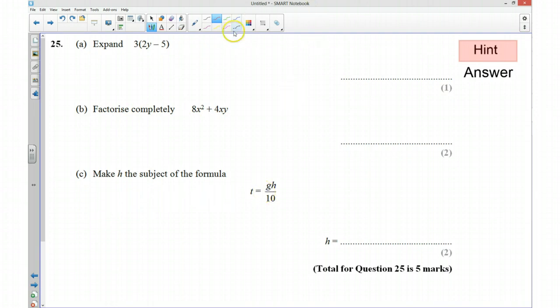Okay, so I'm just going to draw on some hints for you here. We're going to expand the brackets, and then factorize, which is the opposite of expanding, so we want to put the brackets back in for this. So think about how you're going to do that. Think about the common factors. And part C, we want to make h the subject of the formula. Okay, so just get started.